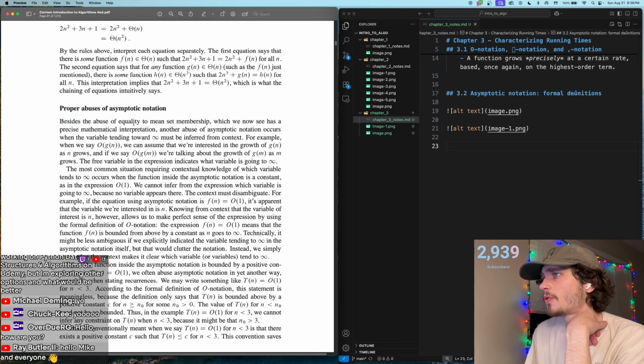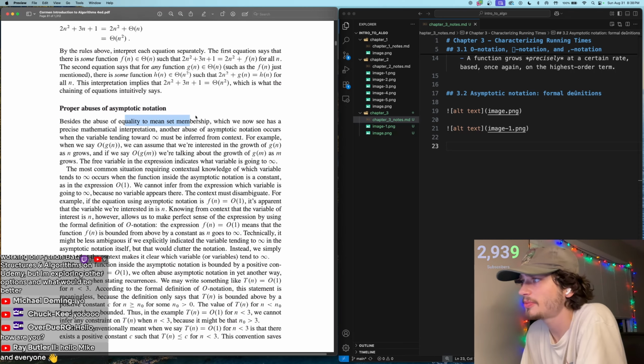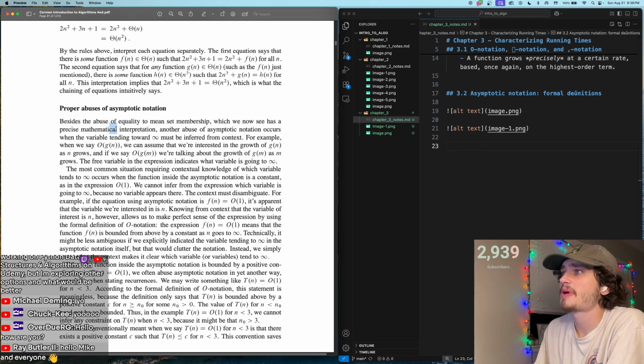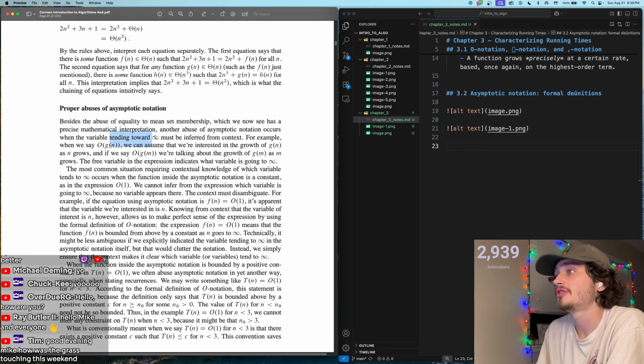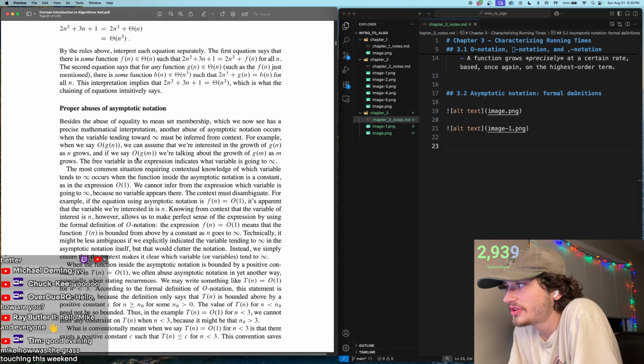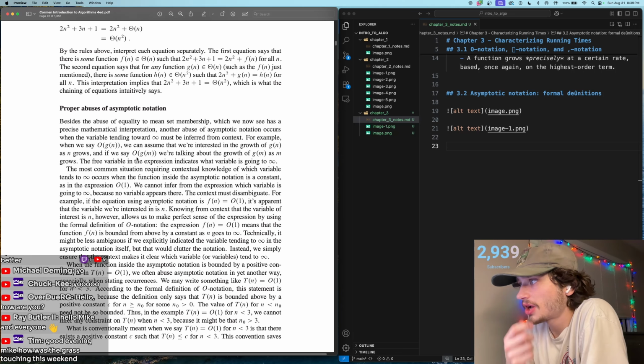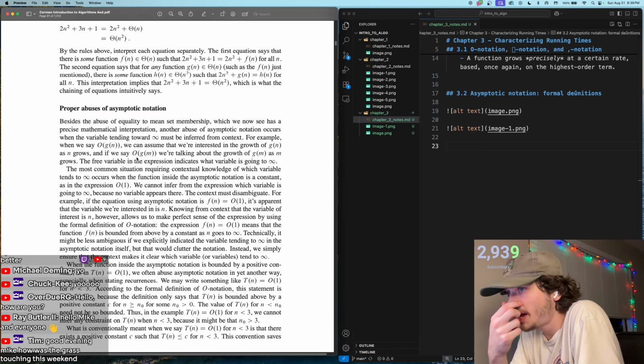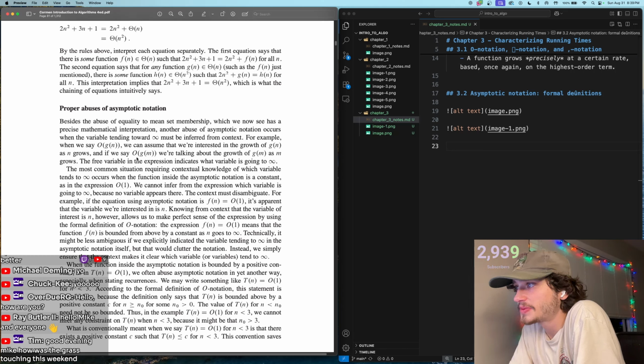Besides the abuse of equality to mean set membership, which we now see as a precise mathematical interpretation, another abuse of asymptotic notation occurs when the variable tending toward infinity must be inferred from context. For example, when we say O(g(n)), we can assume that we're interested in the growth of g(n) as n grows. And if we say O(g(m)), we're talking about the growth of g(m) as m grows. The free variable in the expression indicates that the variable is growing to infinity.